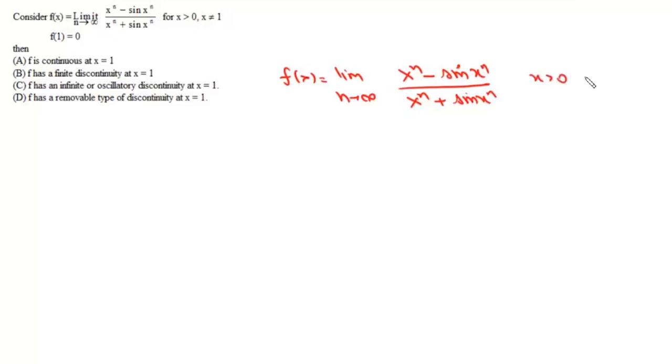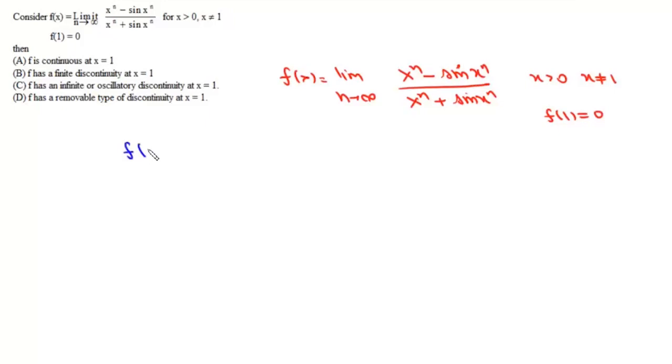Now here the question is, we are given this function f(x), which is limit n tends to infinite of x to the power n minus sine x to the power n upon x to the power n plus sine x to the power n when x is greater than 0 and x is unequal to 1, and value of this function at x equals 1 is 0. Now we need to find its continuity at x equals 1.